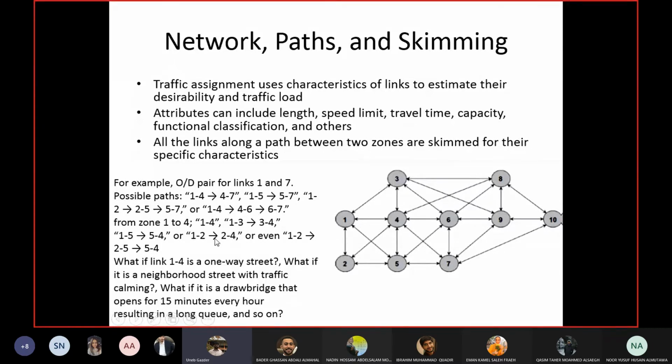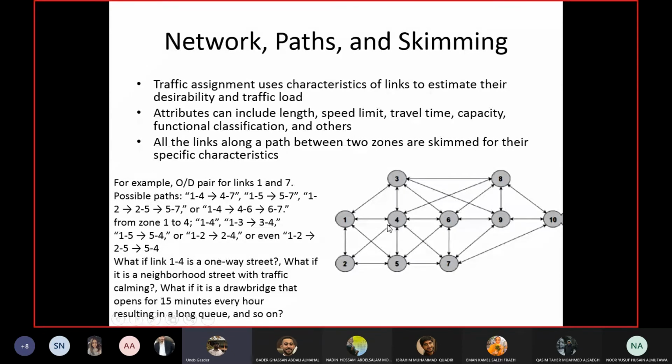Similarly, if I want to go from zone 1 to zone 4, I have a direct link, 1 to 4. But I have indirect links as well: 1 to 3, 3 to 4; 1 to 5, 5 to 4; then 1 to 2, 2 to 4; and 1 to 2, 2 to 5, 5 to 4. These indirect links are also there.